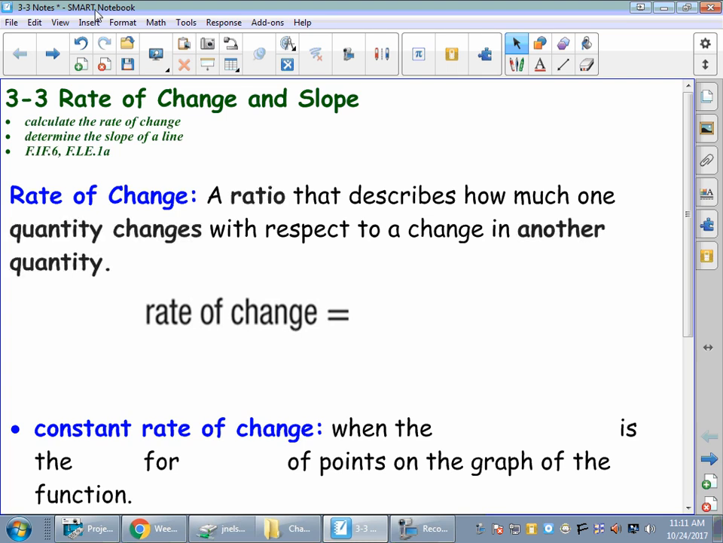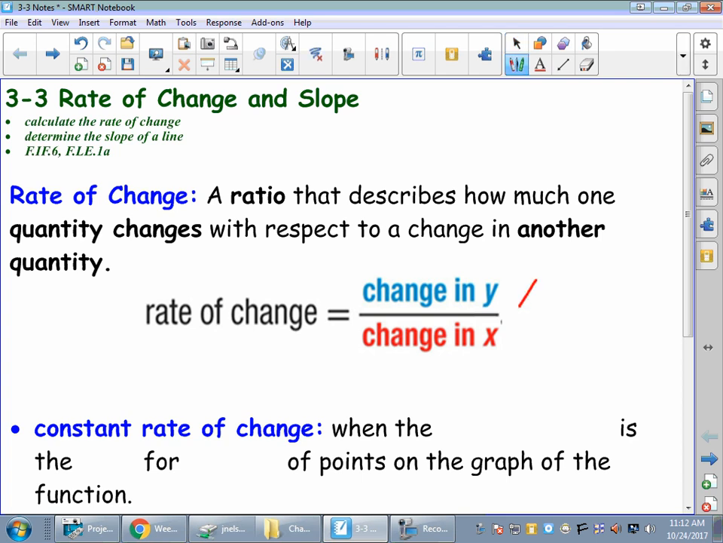Rate of change is a ratio. So rate is a ratio that describes how much one quantity changes with respect to the change in another quantity. So it's a rate. It's how fast it's changing, comparing two different rates. And so in the coordinate system and in math, we're talking about the change in the y values over the change in the x values. In science, a lot of times we'll use this little letter called delta, and that's just a triangle. It's a Greek alphabet. Change in y over the change in x.